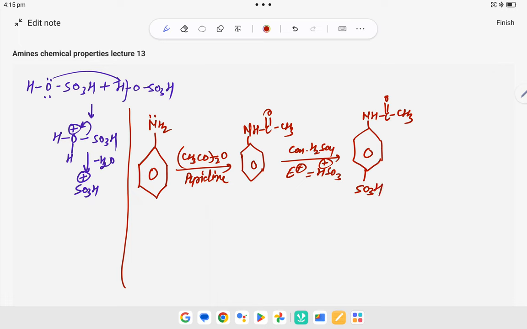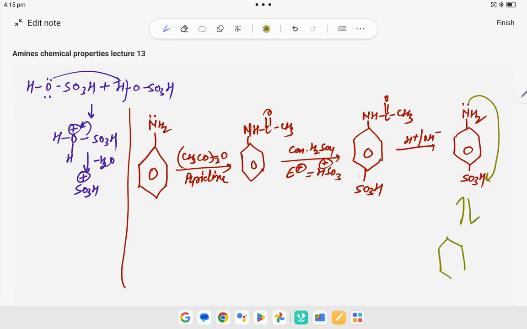Okay, then acidic protonation or basic protonation, if you are applying, then your mono substituted product formed. Again it will approach hydrogen and zwitterion is formed, SO3 minus and here NH3 plus. Zwitterion formed. So all the properties are completed, children.